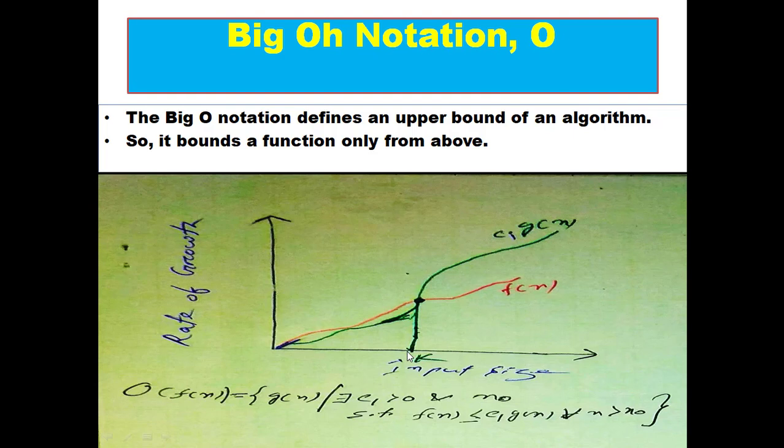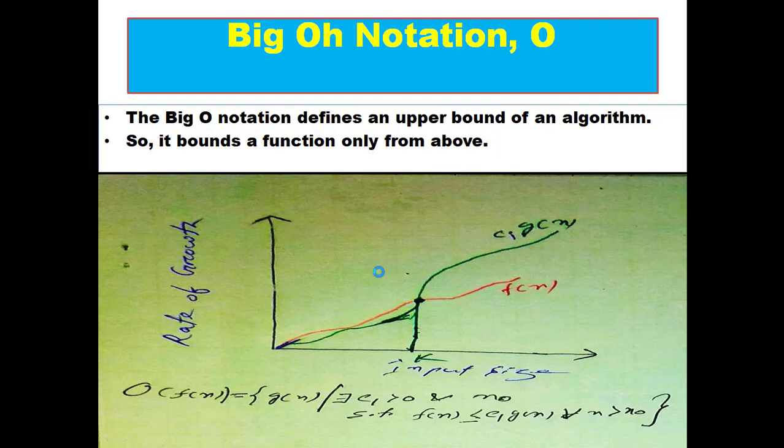When the n naught value occurs, after that we will have an upper bound Zn for the Fn. So that's why big O of Fn we can write as Zn such that there exists C1 greater than 0 and a point n naught, and Fn is less than or equal to C1 Zn for all n greater than n naught. Is this clear? Okay, so big O notation works as an upper bound of the algorithm. It bounds a function only from above.